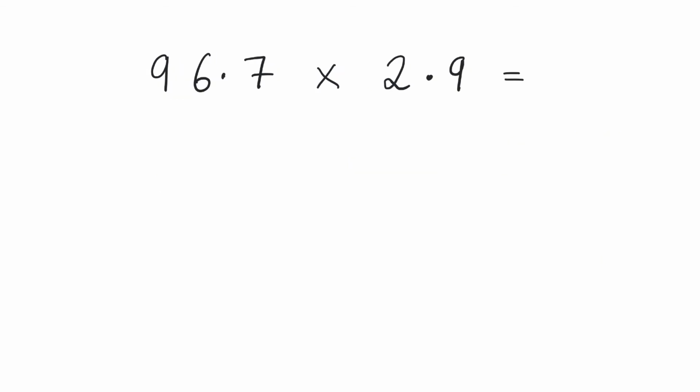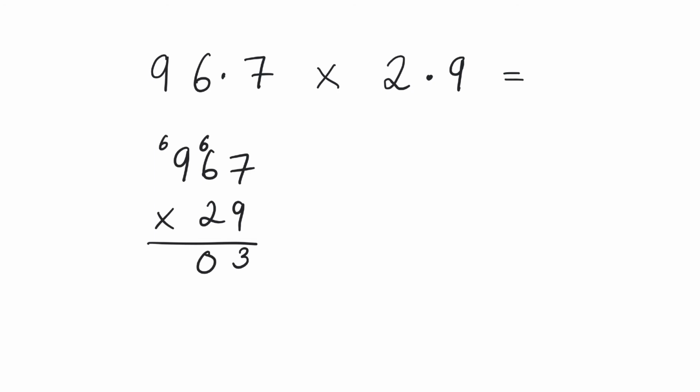Now the same principle applies when you are doing a column method multiplication. Ignore the decimal points. Right, 967 times 29. 9 times 7 is 63. The 6 there. 9 times 6 is 54. Add 6 is 60. Carry the 6. 9 times 9 is 81. Add 6 is 87. Okay, cross these out. Cross this out. Put a 0 here because now we are multiplying by 2, which is in the tens column.